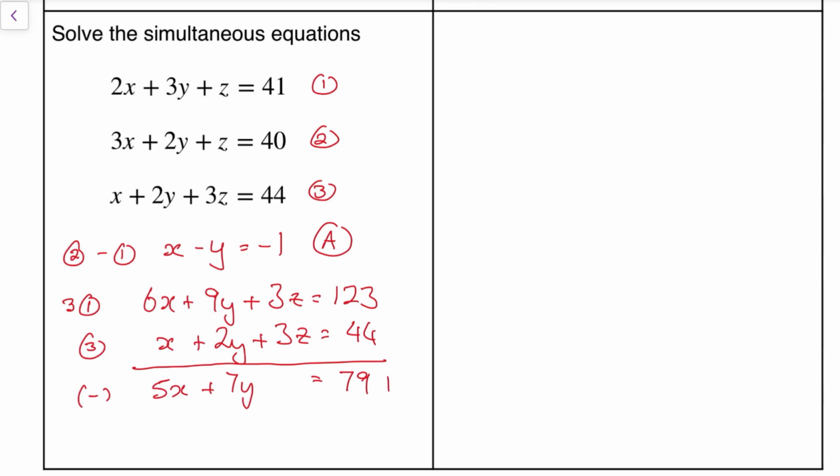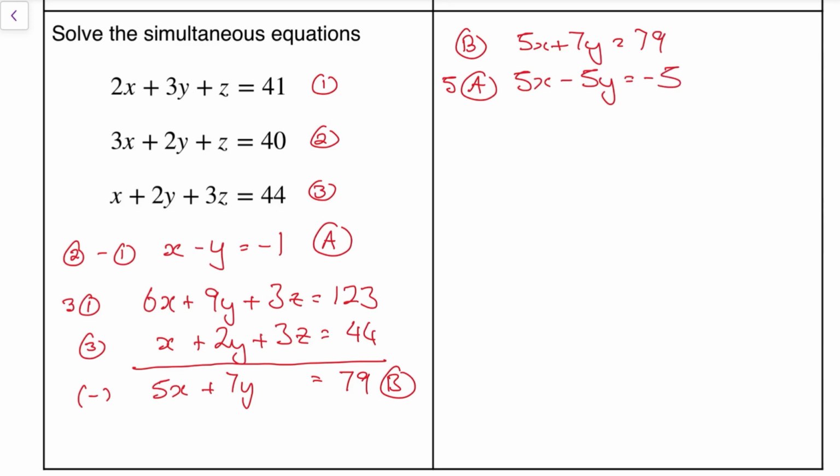And that means I have two equations. So I've got equation A and equation B. And it's just a standard GCSE simultaneous equation now. So equation B is 5x plus 7y equals 79. And then I've got 5 times equation A, which is going to give me 5x minus 5y equals minus 5. And then I'm just going to take these away because the 5x's cancel, don't they? So I've got 7 minus minus 5 is 12y. And 79 minus minus 5 is 84. And this does indeed work out nicely to give me y equals 7.